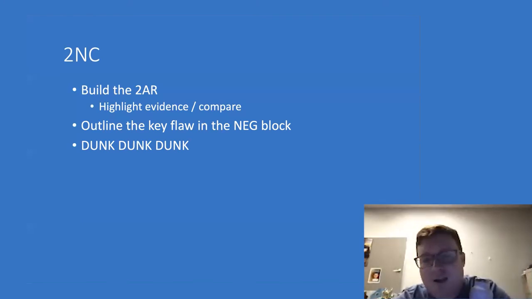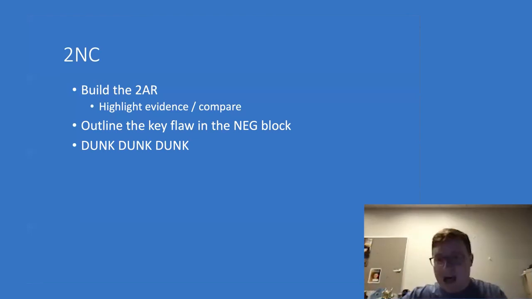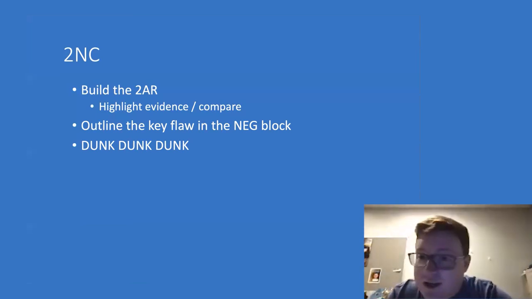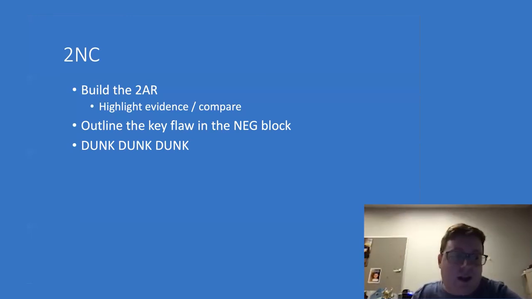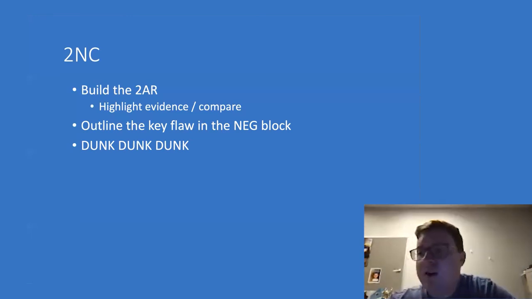And then outline key flaws in the neg block. Now, I said you shouldn't dunk on people in the 1AC. It's not useful. I think it's a good idea in the 2NC cross-X, because you don't have a lot of time in the 1AR. So if you can quickly eliminate some dumb argument made in the 2NC, that's super, super beneficial for your 1A, because they can quickly make that argument and then move on.